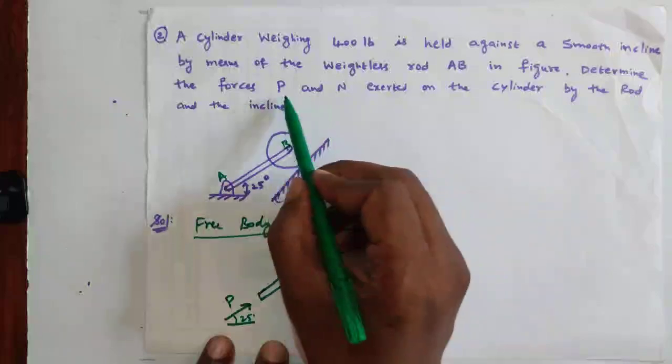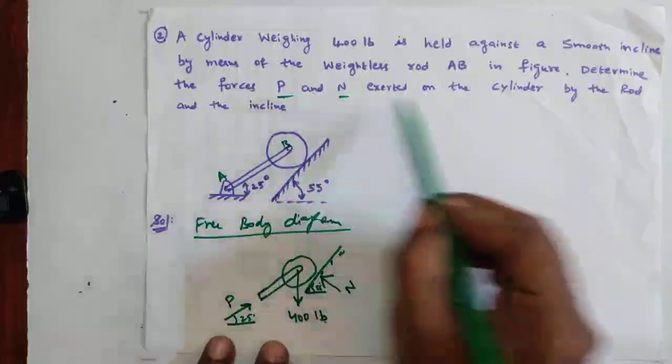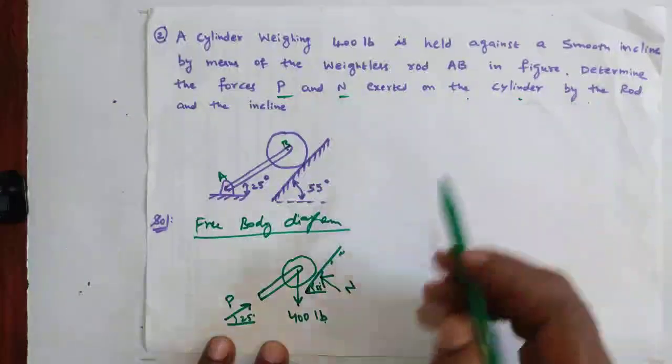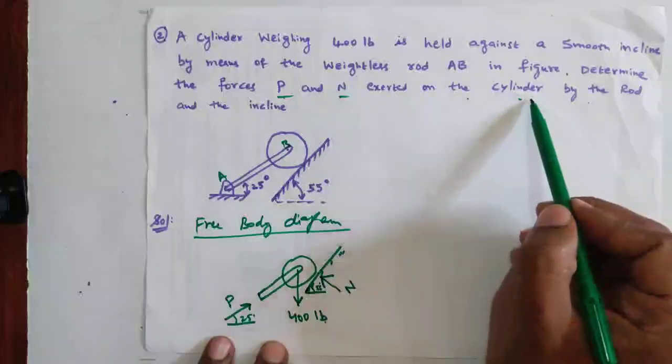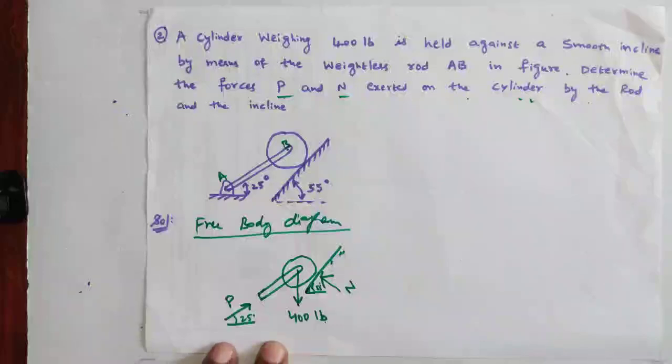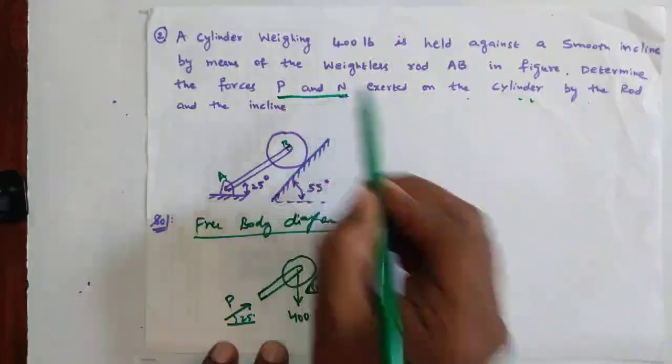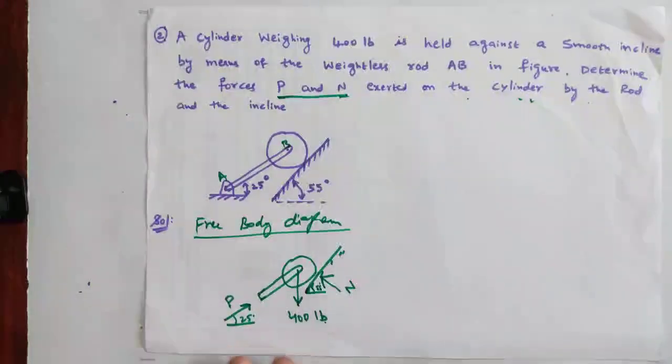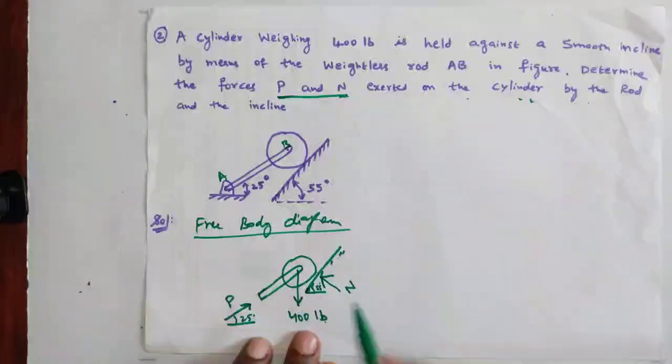Here we need to find forces P and N. Force P is exerted on the cylinder by the rod, and N is exerted by the incline. This is opposite N and P force. Now in this question they are asking to find P and N force. These three forces are there, so I am going to make a force polygon.